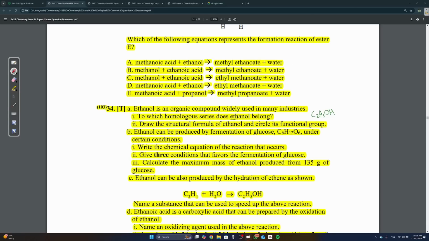And eth means 2 carbons, right? So just plug in carbon number 2. So what do we need to do? Draw it. There's no double bonds. First, we're going to draw C2H5OH. We have the OH at the end, right? And you have the hydrogens bonded like this. Okay, that's it. Circle the functional group. This is the functional group.